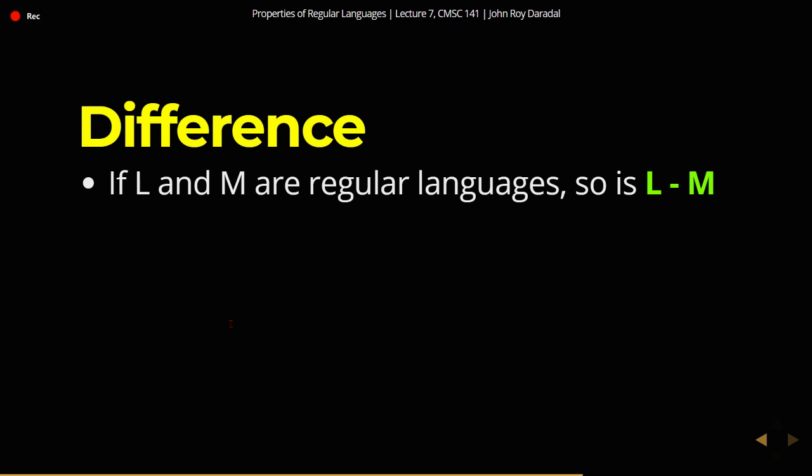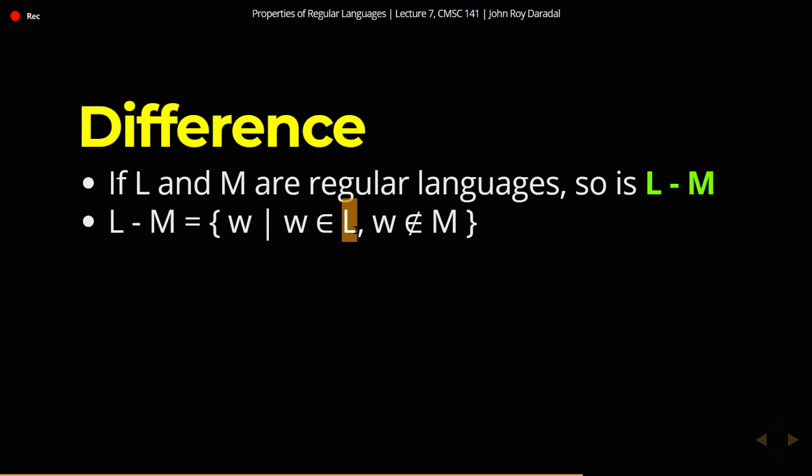Okay, next, let's look at the difference operation. If L and M are regular languages, so is the difference of L minus M. So L minus M is also a regular language. So remember that L minus M is just the set of strings W such that W is part of L but not in M. Okay, so all the strings in L that are not in M.